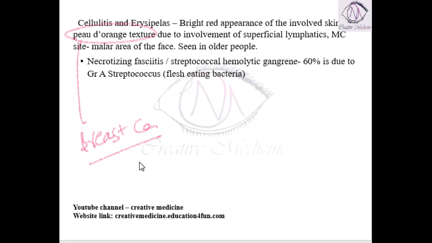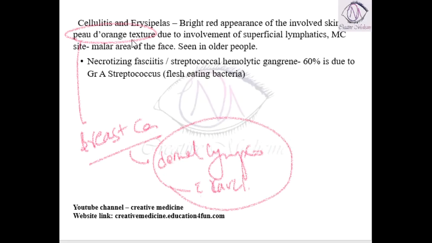Even in breast carcinoma, because of the involvement of dermal lymphatics of the breast with tumor cells, carcinomatous cells or malignant cells, the breast gives an appearance of powdery orange texture. So even in erysipelas and cellulitis, because of the involvement of superficial lymphatics, you will see the appearance of powdery orange texture.